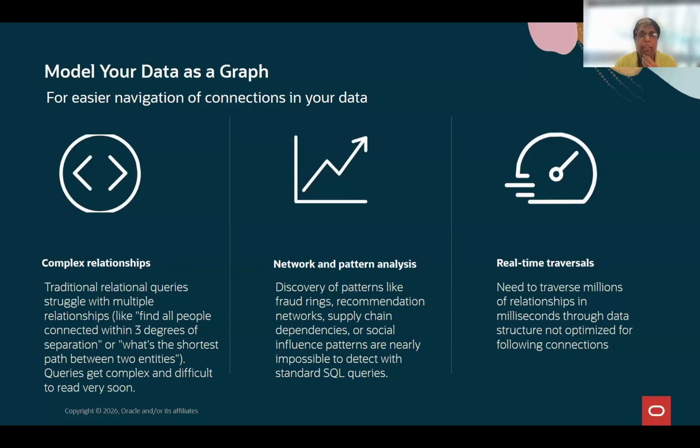I was just talking to a customer this morning. They're looking at all of their devices and network resources, and they want a user to be able to ask a question and get back an answer in milliseconds.